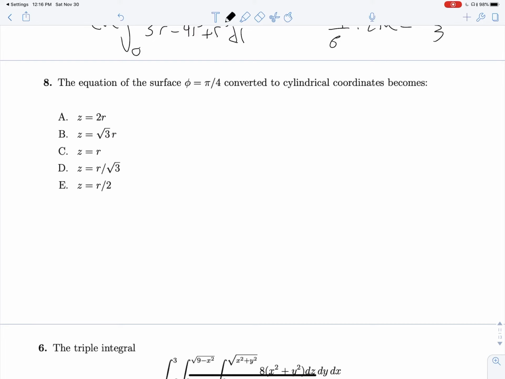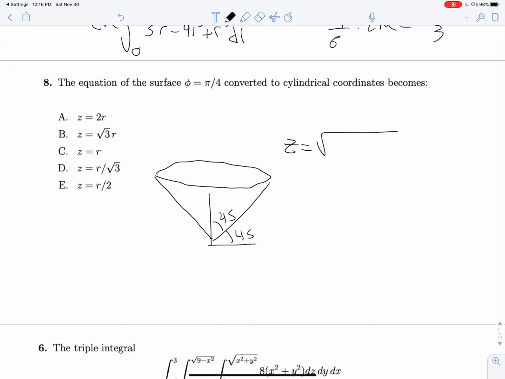So we know that if phi is pi over 4, this is just going to give us our cone that makes a 45-degree angle with both the x-axis and the xy-plane, and this is just a normal cone. And we can express this cone in cylindrical coordinates as z equals root x squared plus y squared, or just z equals r. And there's our answer.